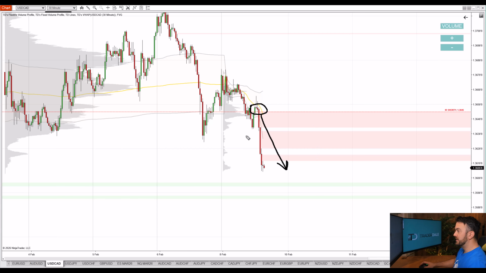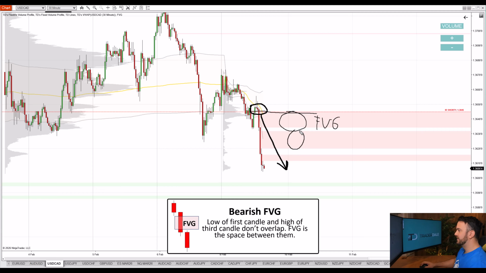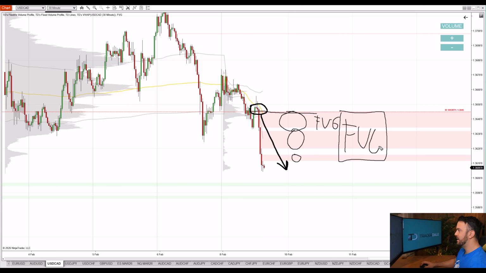Now, what I want to do is I want to trade this sell-off, and I want to trade from here, from the beginning of that sell-off. As you can see highlighted in red, there's a fair value gap. Below that, there's another fair value gap, and below that, another one. If they are stacked like that, then I look at it as one big fair value gap beginning in here. And this is where I like to trade from, the beginning of a fair value gap.